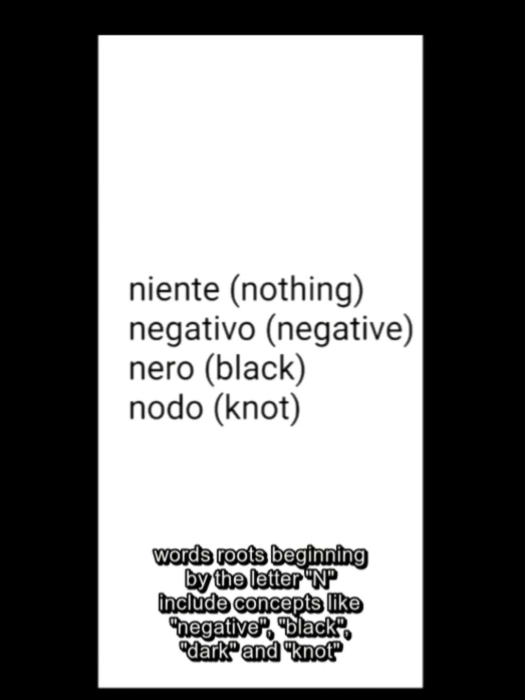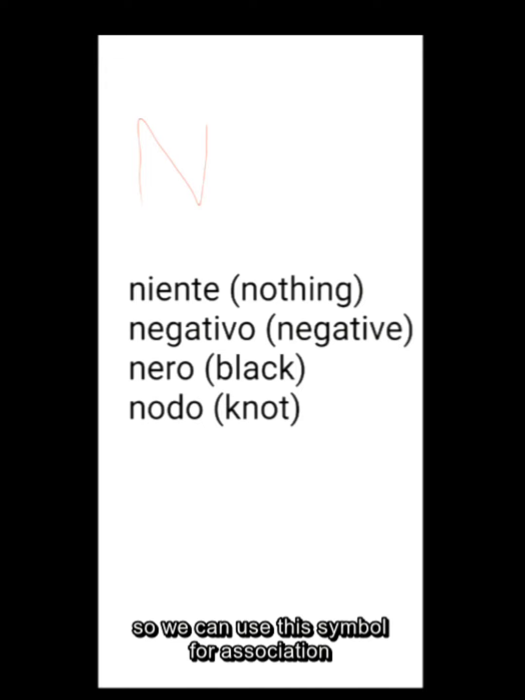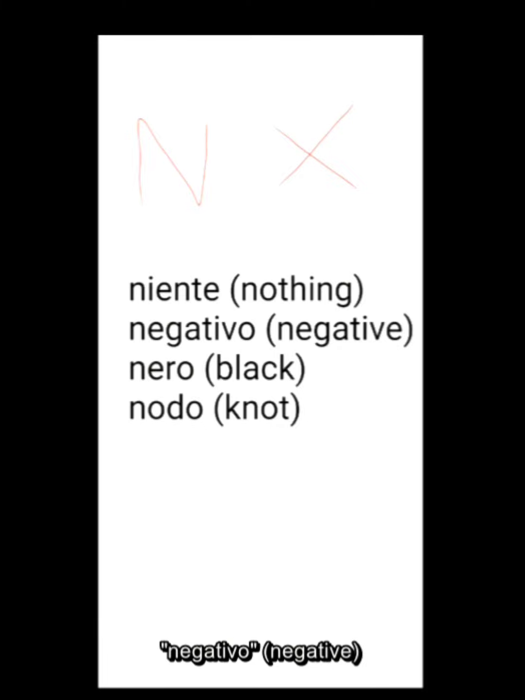Word roots beginning by the letter N include concepts like negative, black, dark, and not. So we can use the symbol for association. Some examples include niente, nothing, negativo, negative, nero, black, and nodo, not.